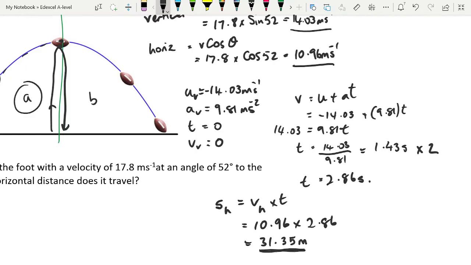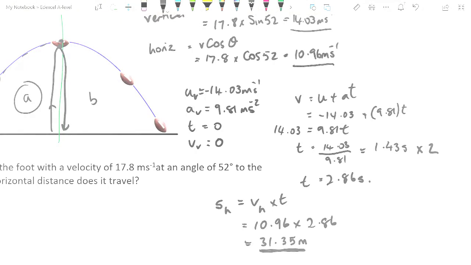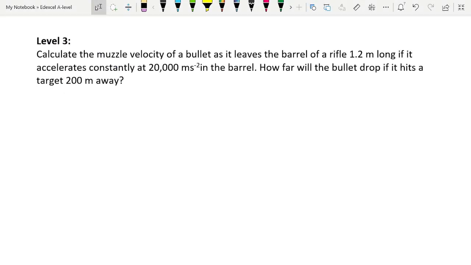And there we have it. That is level 2. Level 3 mixes things up a little bit. And although it might not be technically more difficult, because you're asked to do it slightly backwards, and because you're not given a diagram, and there's a little bit of extra information in it, I've assigned this as level 3.